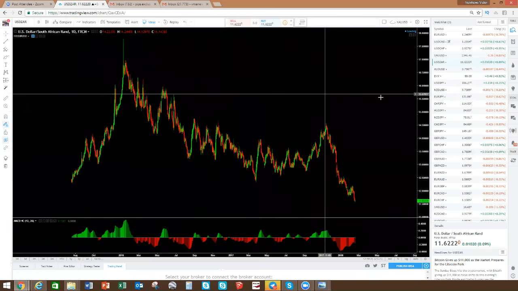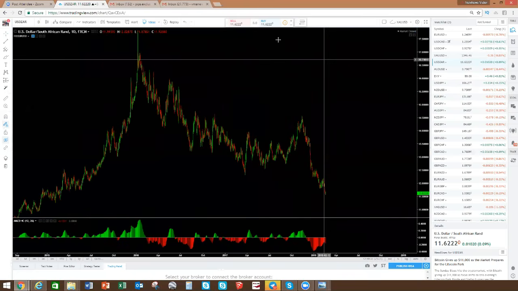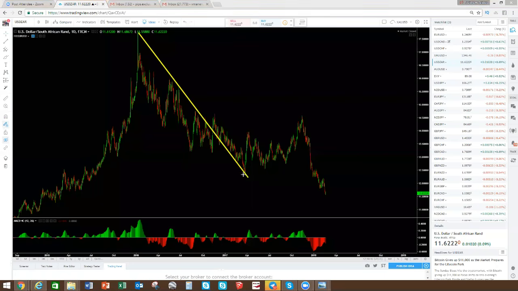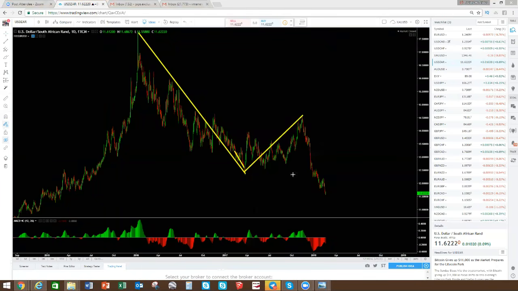Right, so let's look at this here. US dollar ZAR, we have this move to the downside. It's a 3-wave move, 1, 2, 3, and a correction. And last week we said we could get a similar move to the downside all the way to 9.